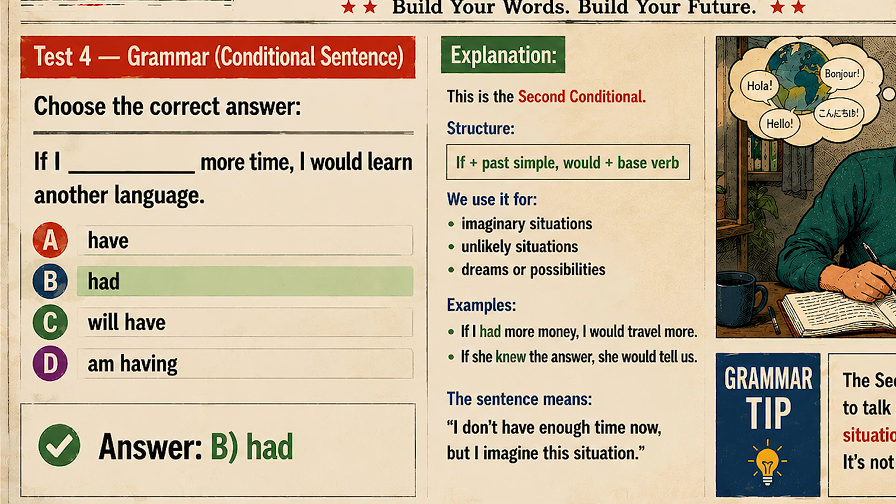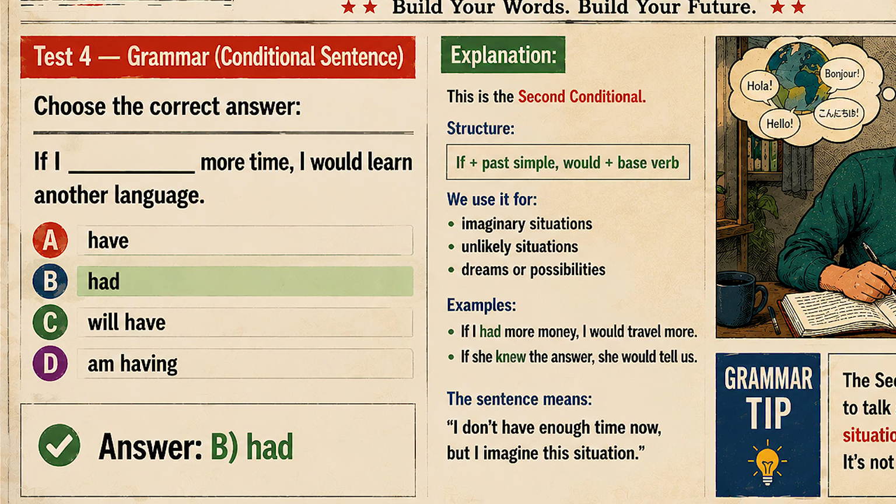Let's have another example. If she knew the answer, she would tell us. She doesn't know. Maybe she doesn't know the answer, but we are imagining that situation. Another example. If I lived near the beach, I would go swimming every day. I don't live near the beach now, but I imagine that life.